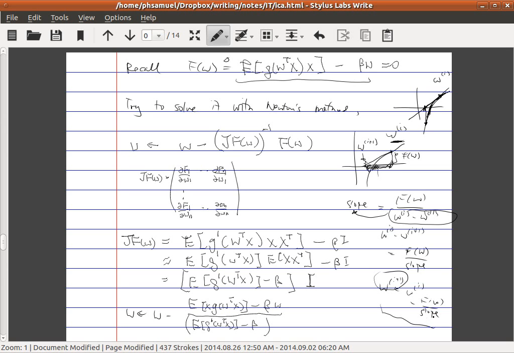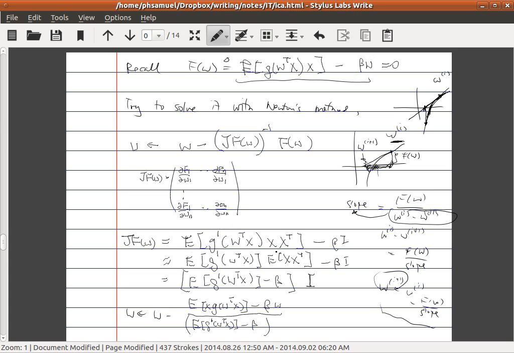For high dimensions, we don't actually have a slope that is just a scalar. The slope is basically a matrix, and it's actually the Jacobian matrix. So instead of having F(w) over the slope, we have F(w) multiplied by the inverse of the Jacobian. The Jacobian, as I said, is a matrix defined this way, and let's just compute that. It's basically taking the derivative of this F function with respect to w.